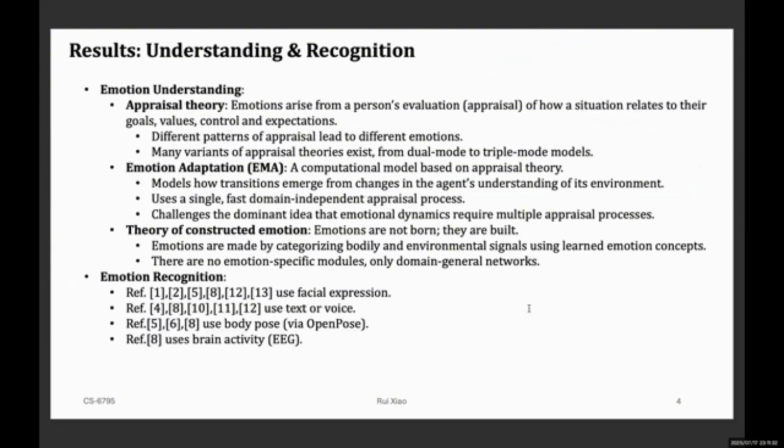In terms of emotion understanding, there are two theories. The first one is appraisal theory. Emotions arise from a person's evaluation of how a situation relates to their goals, values, controls, and expectations. In other words, it views emotions as reactions. The second one is the theory of constructed emotion. It argues emotions are not born, they are built. Therefore, there are no emotion-specific modules.